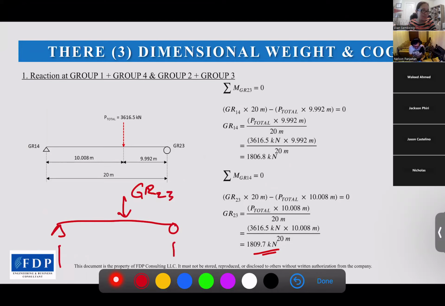All right. Anyone can find group 2 and 3. Let's start calculating, right, Nelson? Yeah.